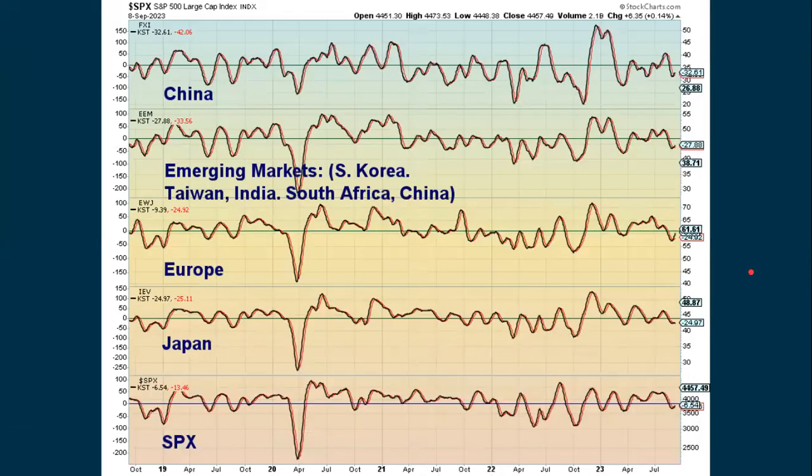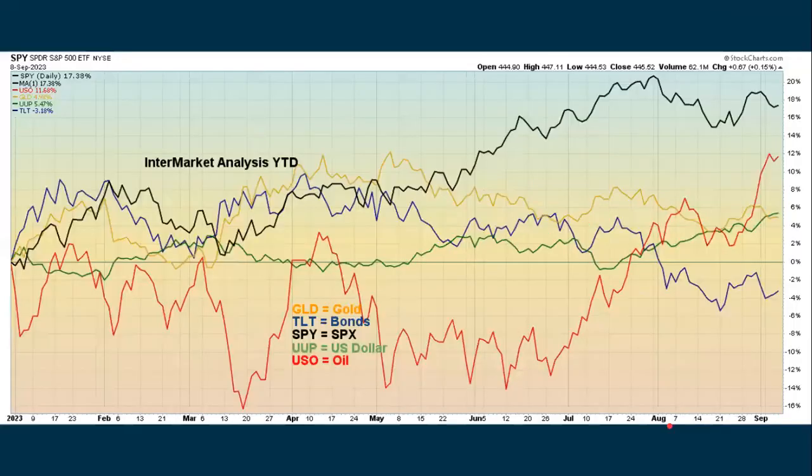Then we look internationally, where China is starting to turn back up. Emerging markets are turning up. We're seeing Europe trying to recover. We're pretty much flat, but showing some improvement in Japan, and we're trying to show some improvement with the S&P.